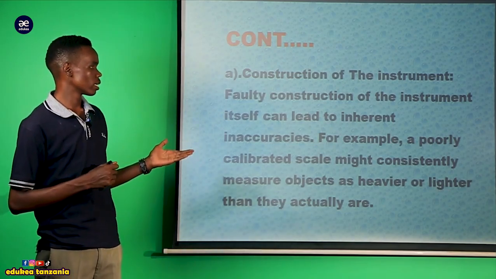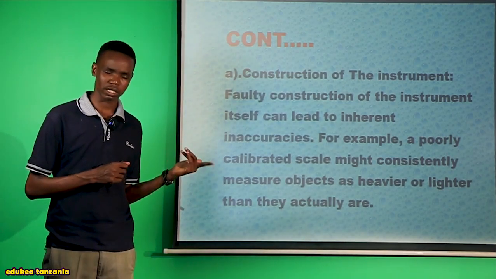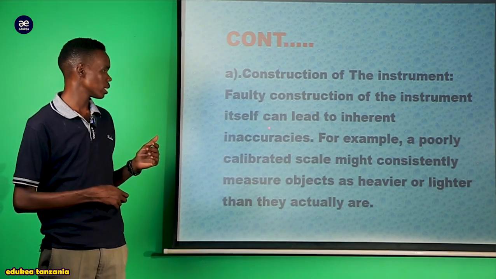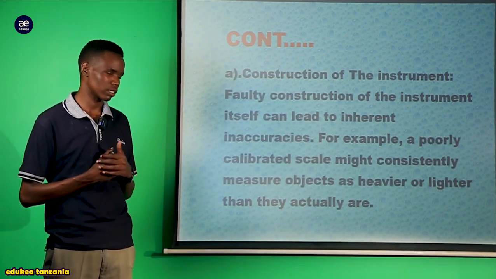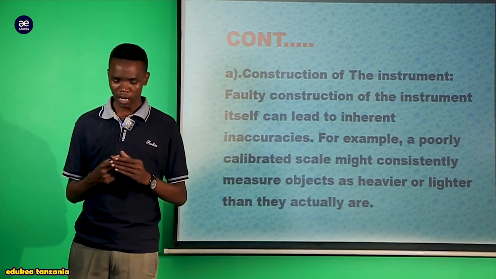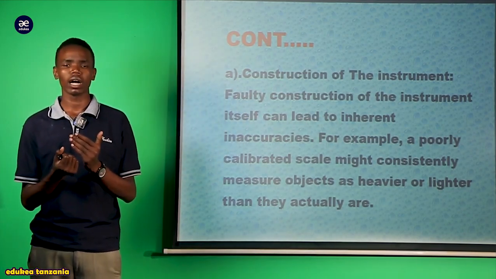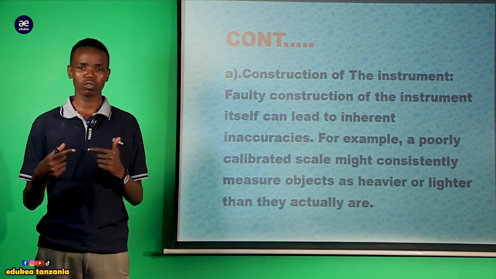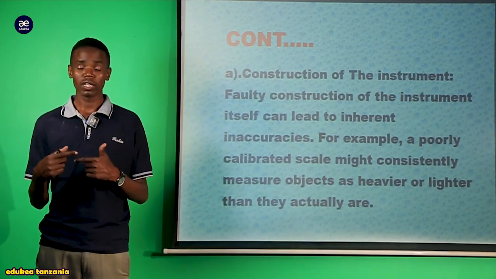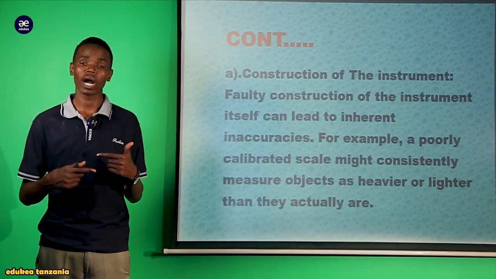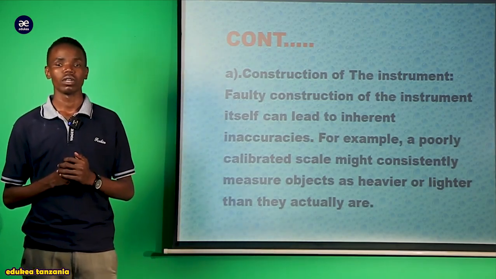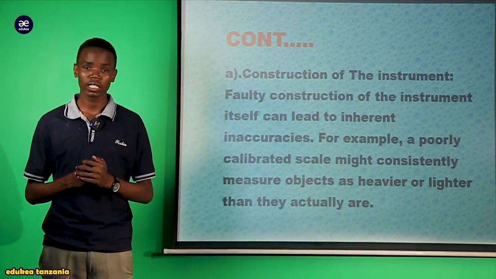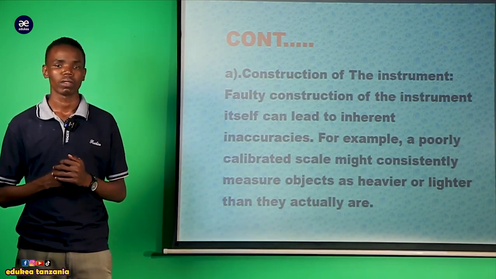As you can see here, the explanation is that faulty construction of the instrument itself can lead to inherent inaccuracies. Some of the instruments, during the preparation, during the construction, they are faulty. Kufaulty it means kwamba zinakuwa zinapinda. Baadhi ya vifaa vinakuwa na tabia ya kuweza kupinda wakati wa kuchukua zile measurements. So through that may cause you to obtain the incorrect values, the errors.